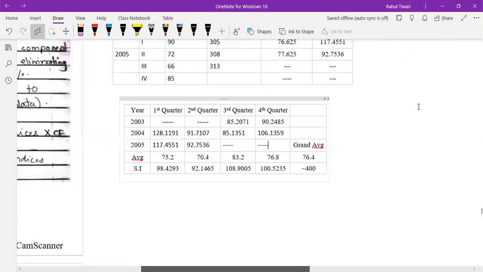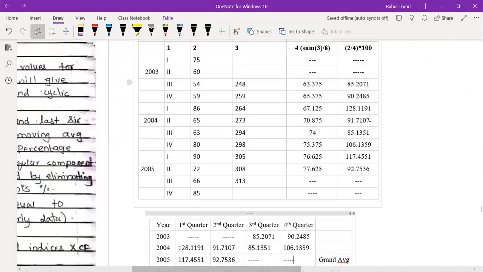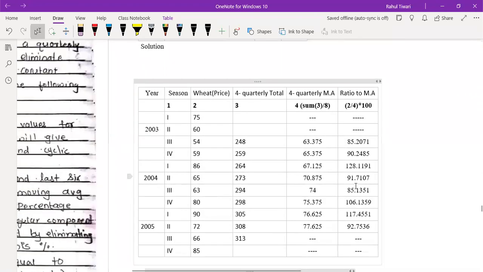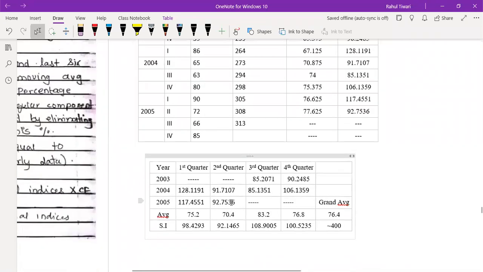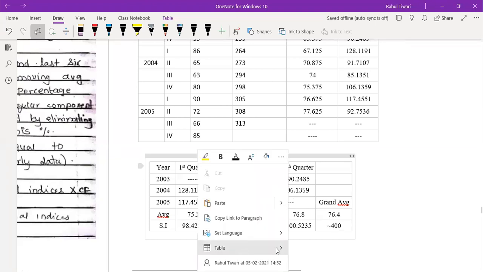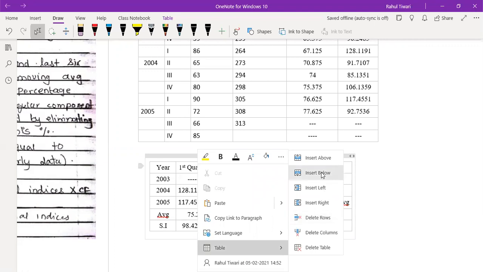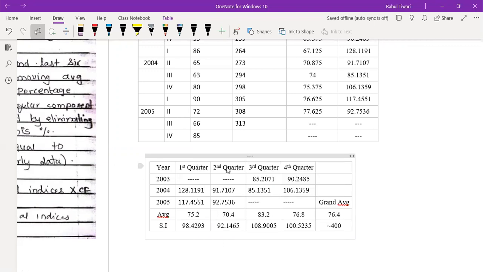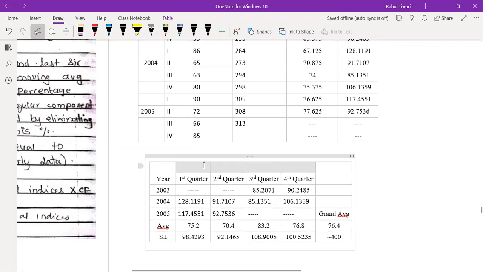So here what I'm trying to say is, whatever I have calculated as the ratio to moving average, I will express in the form of quarters. Let me introduce one more row here. I cannot merge it, but I am just writing that this is for all quarters. This is nothing but the percentage to moving averages.